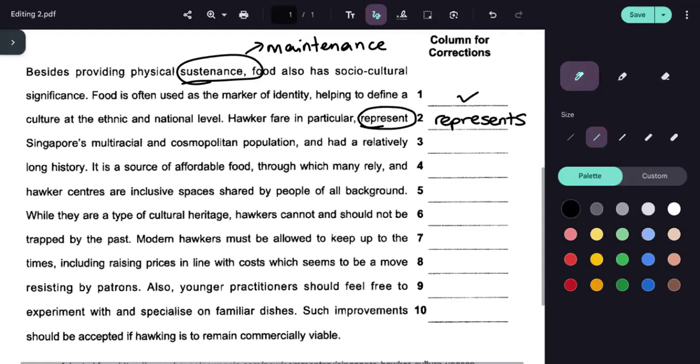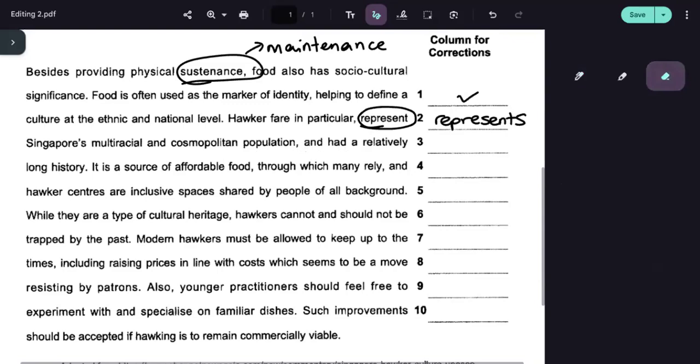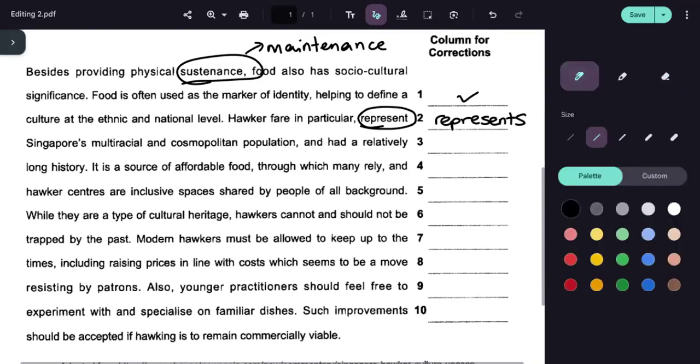"Singapore's multiracial and cosmopolitan population means multi-religious." My writing is a bit small, I think you can see. So it's multi-religious. That's what cosmopolitan means. And "has", because we're talking about Singapore, right? So, "and has a relatively long history."